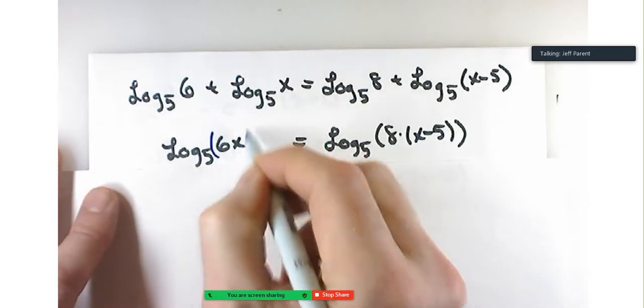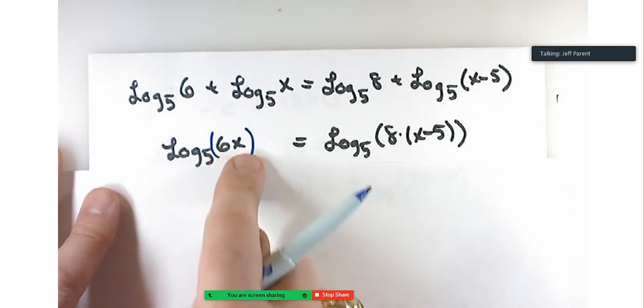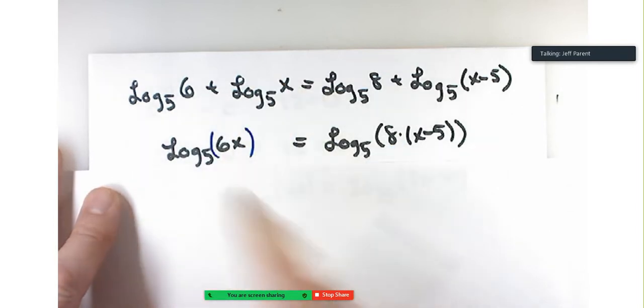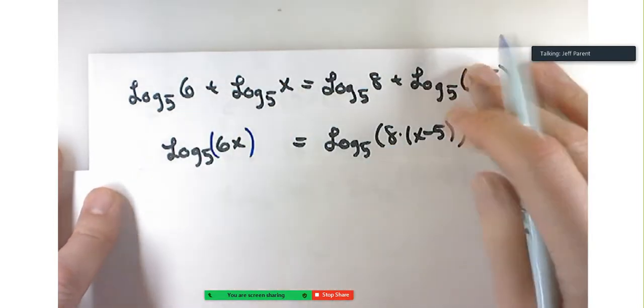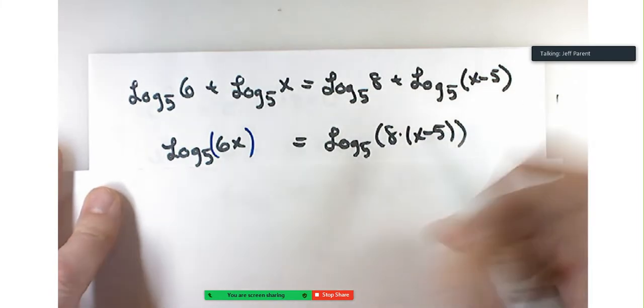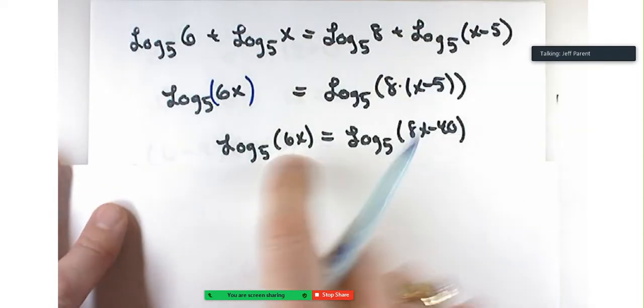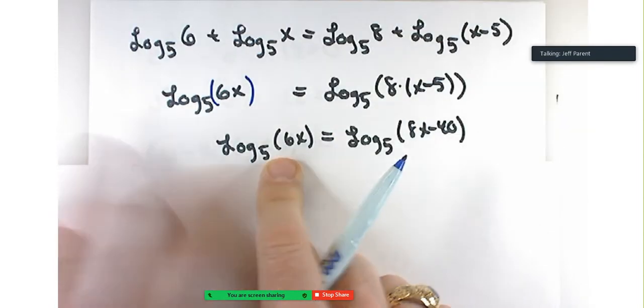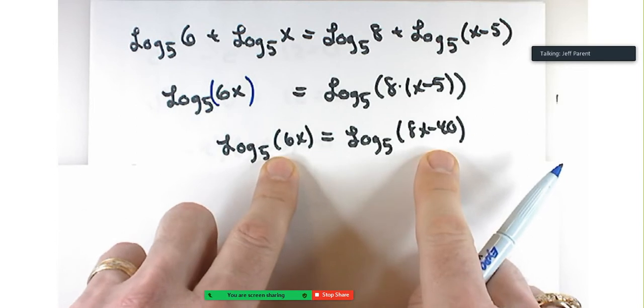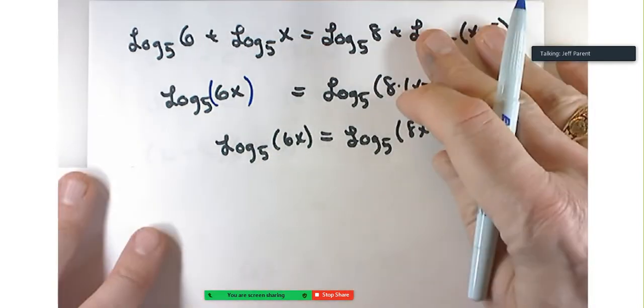Log of a product is the sum of the logs. I just use that in reverse. Same thing here. Let's distribute the 8. That's going to be 8x minus 40. But this is what I wanted. That is, log of something equals log of something else. And now I can get rid of the logs.